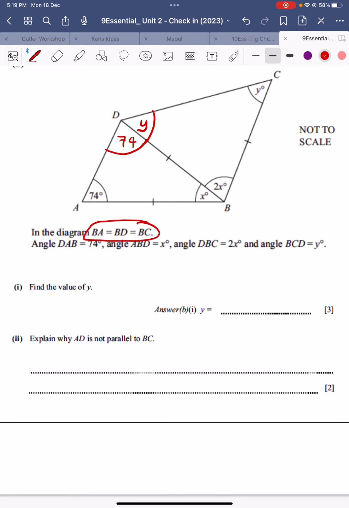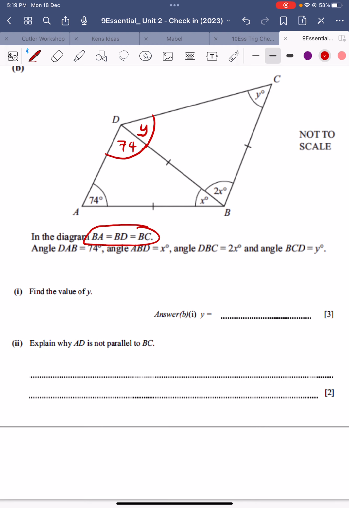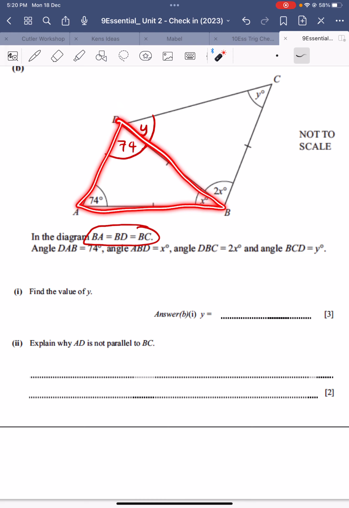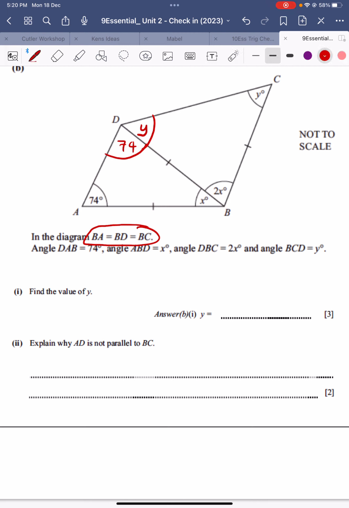I think we've got enough information now to find out lots of different things. If we go back to that first triangle, down here, there's only one missing angle. So the X here must make all of these add up to 180. So we'll find X first. X is 180 minus 74 minus 74. So X is 32 degrees. So there's 32 here. That would make the 2X here 64.